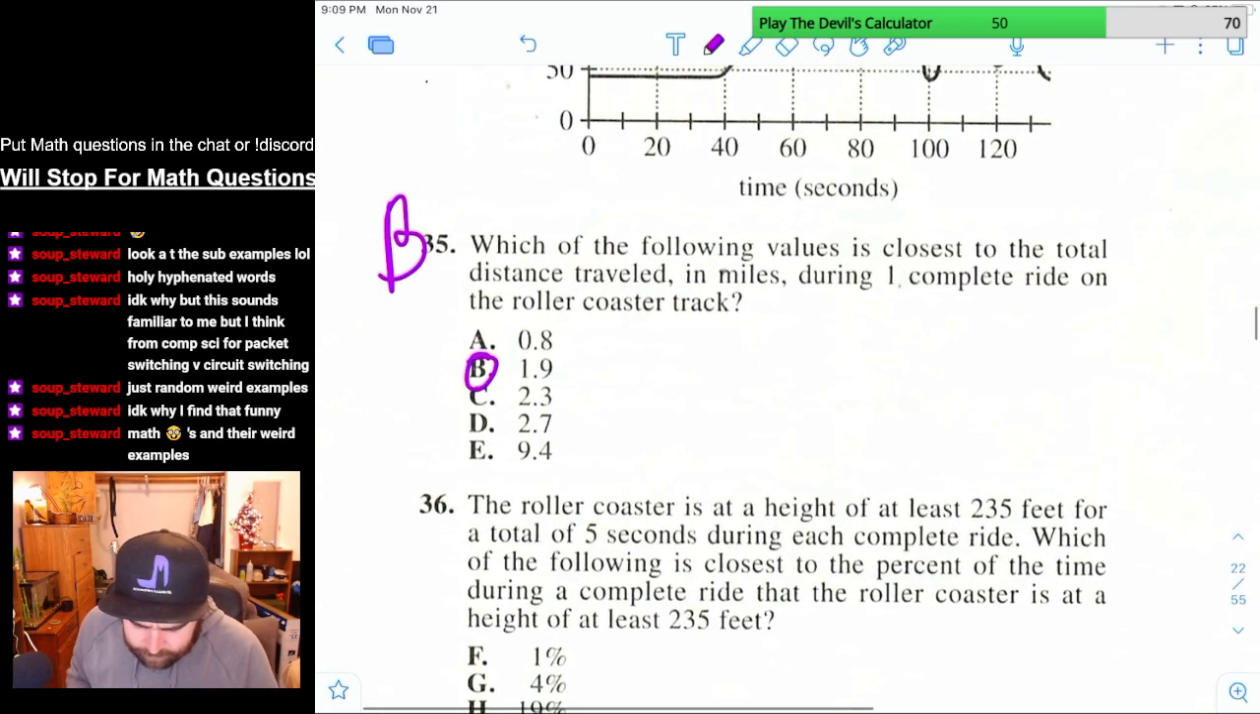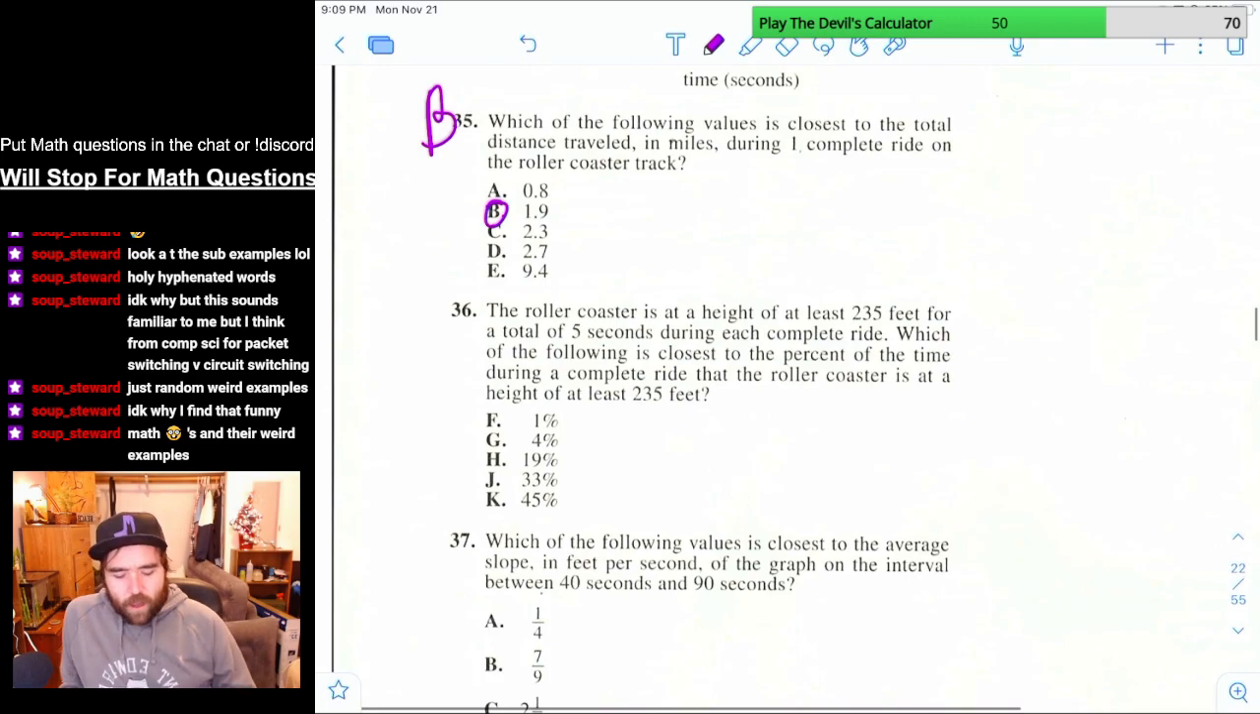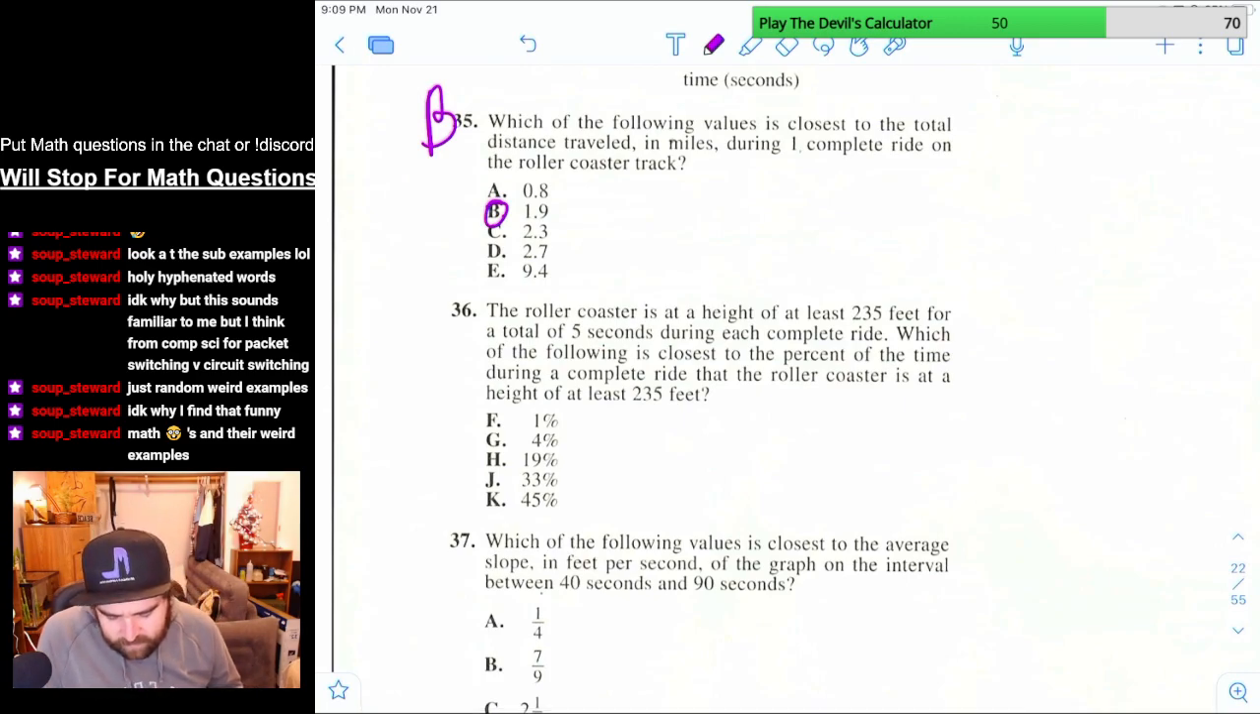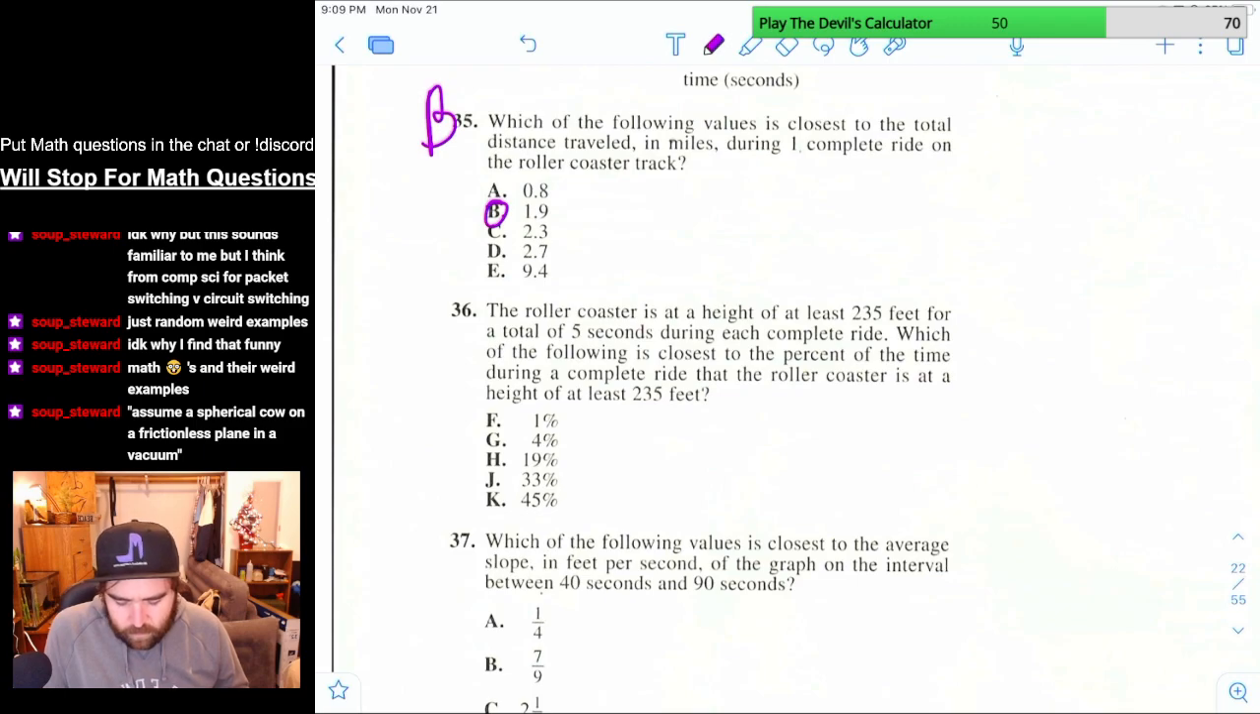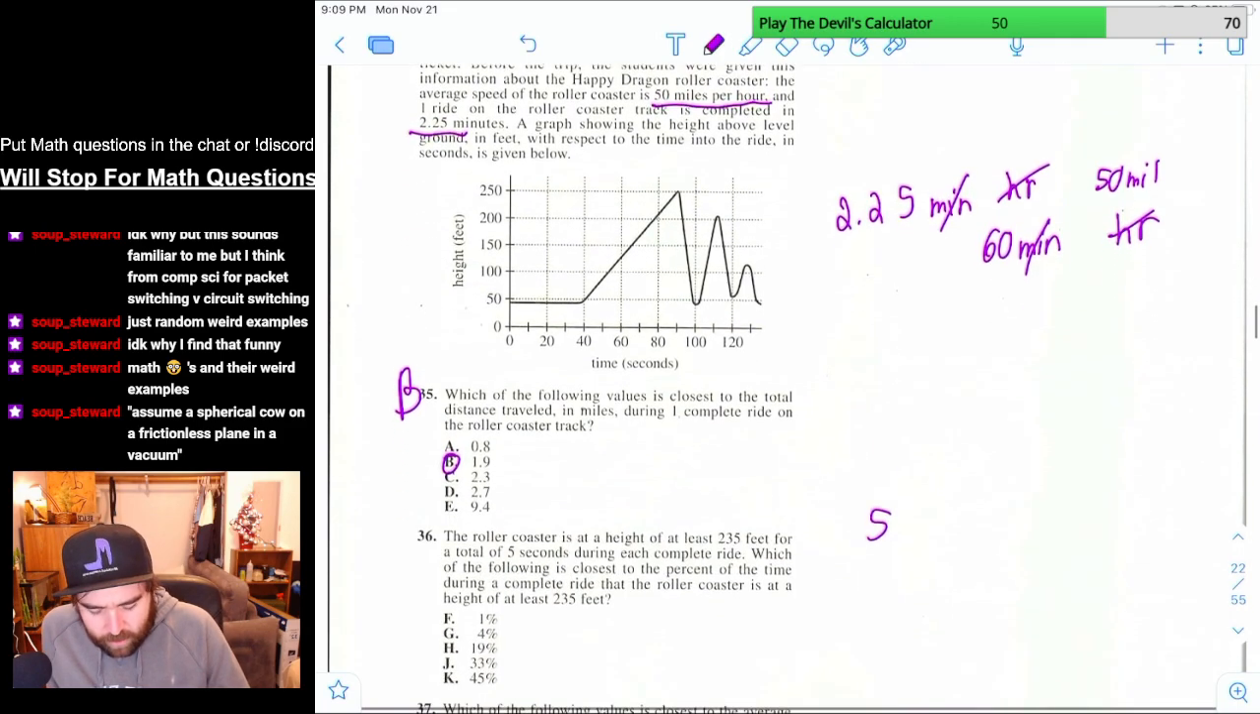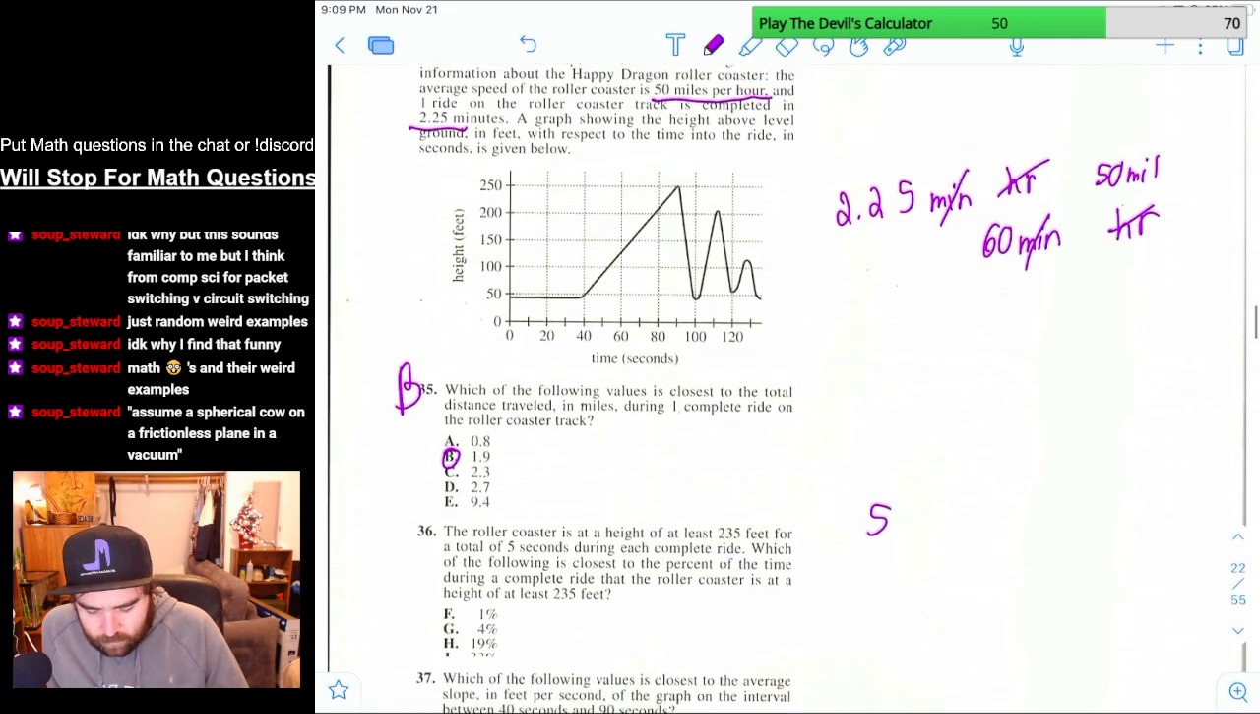So now number 36. The roller coaster is at a height of at least 235 feet for a total of 5 seconds during each complete ride. Which of the following is closest to the percent of time during the complete ride that the roller coaster is at a height of at least 235 feet? So we're just looking at the 5 seconds out of how many seconds there were.